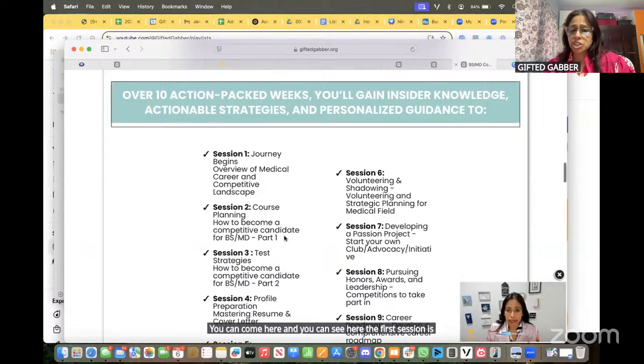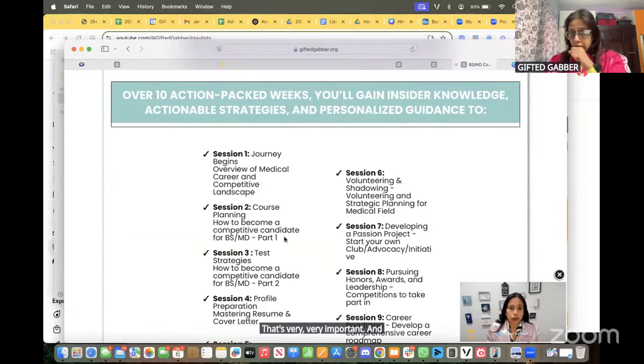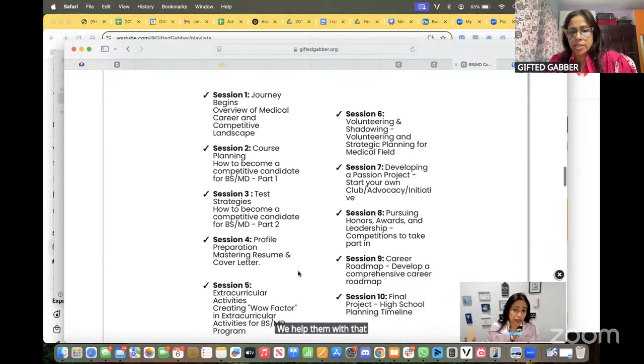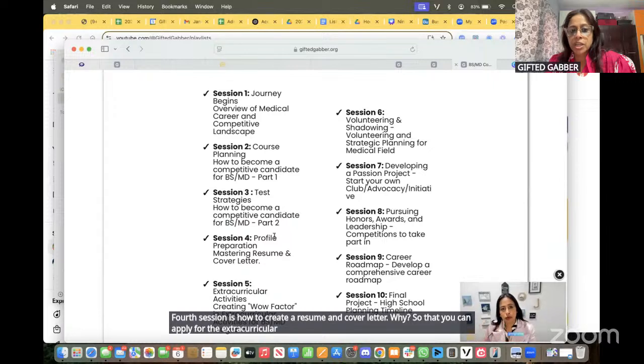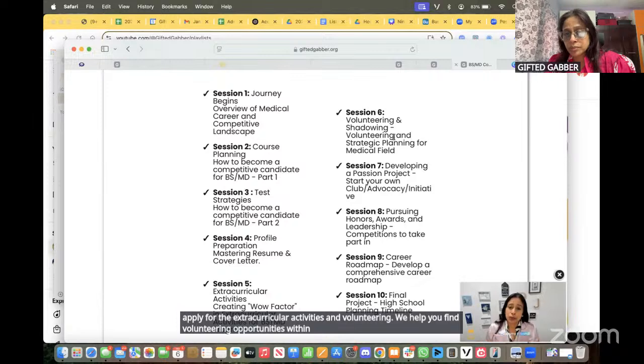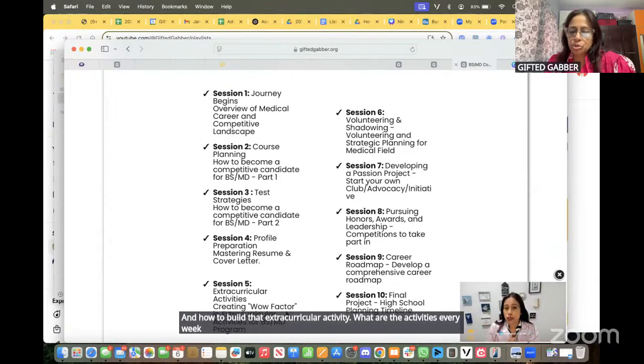The second session is course selection. That's very, very important, and the child needs to do it. We help them with that. The third session is how to prepare for the SAT, ACT. The fourth session is how to create a resume and cover letter, so that you can apply for extracurricular activities and volunteering. We help you find volunteering opportunities within a 20-mile radius of your house, and how to build that extracurricular activity. Every week they are taught and they have to do the homework. It's very, very fun.